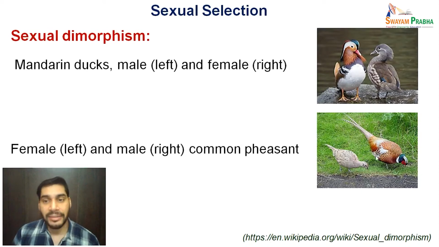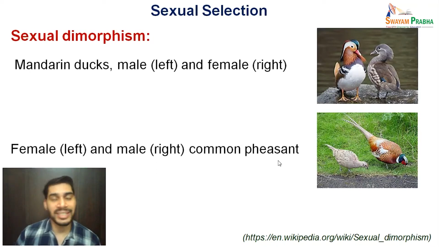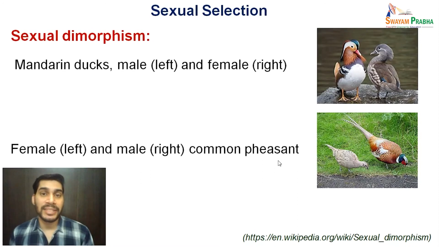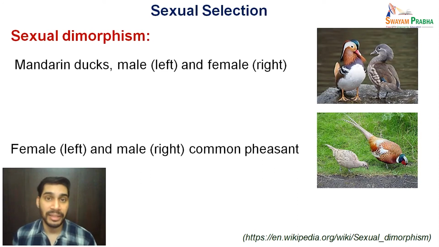On the other hand, here it is a common quiescence. This right one is the male and this is the female. So as I just mentioned, most of the time it is the males which are being selected by the females. So males do acquire certain characteristics which can attract the females for getting selected so that they can have reproductive success.